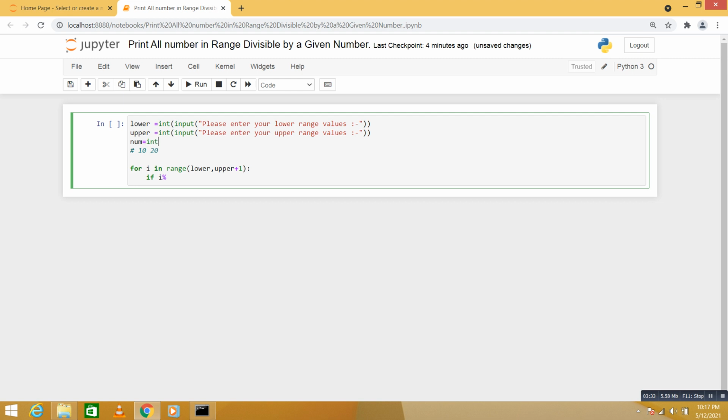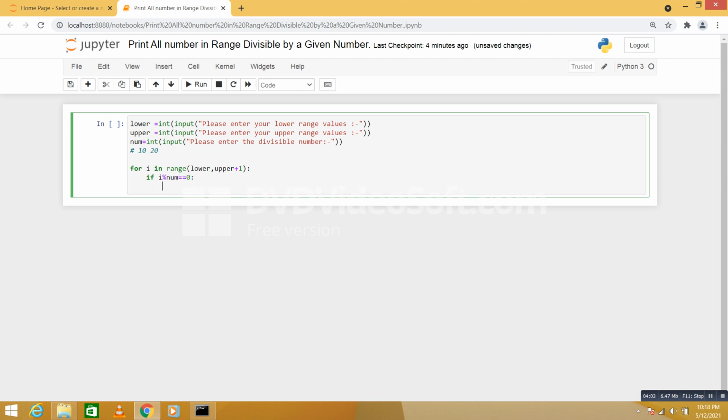First num, that was missing, so I will say input. Please enter the divisible number. Then if i modulo num is equal to 0, just print the i, otherwise not.